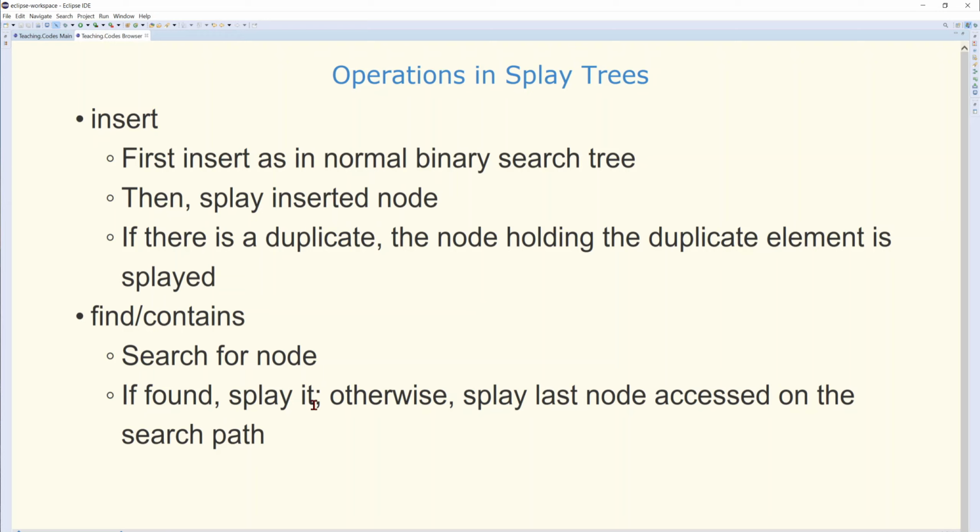However, what you're searching for, maybe you couldn't find it. If that happens, if you cannot find what you're searching for, this time you don't splay what you inserted, but you splay the last node you accessed while searching for that element, which is one of its neighbors. If it were there, it would be a close by neighbor, so you splay that one.